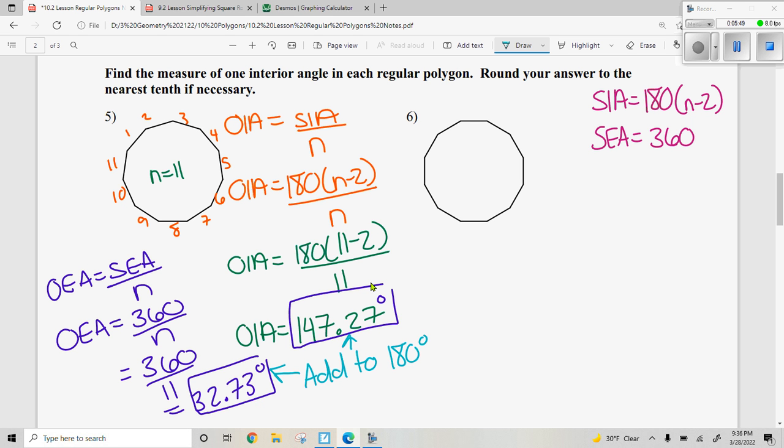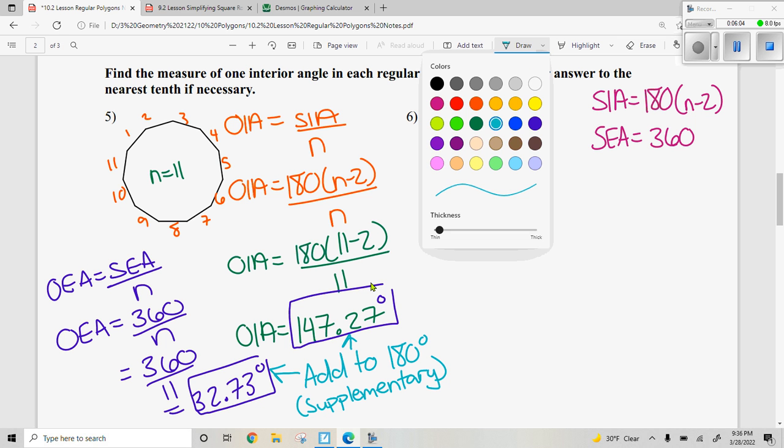In any polygon, the interior angle and the exterior angle at the same vertex will be supplementary, add to 180. So if you know one of these answers, you can find the other one, or you can just use the two relationships. So let me do another example.